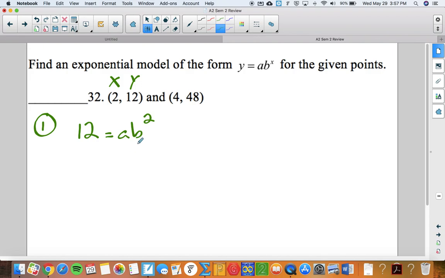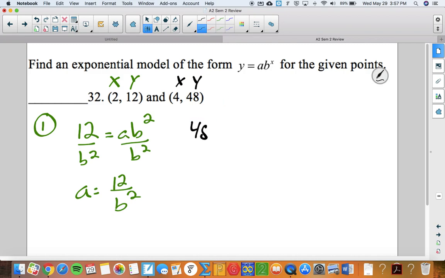So I am going to divide by b squared and divide by b squared. So I get a equals 12 over b squared. Cool. Now let's do the exact same thing with the other equation. This is my x, and this is my y. So 48 equals ab to the power of 4. So now here comes step number 2.